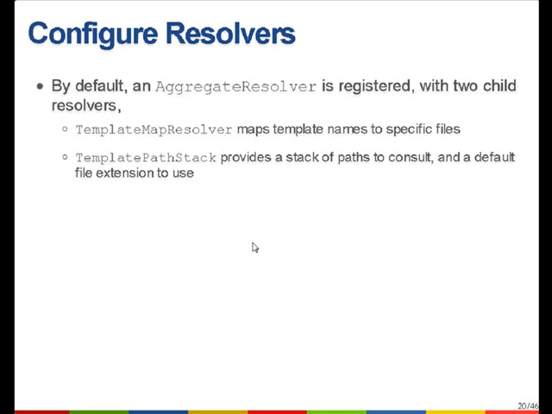The next one is the template path stack, which operates the way that those of you familiar with Zend View and Zend Framework 1 are going to be very familiar with. You basically provide a stack of paths to consult, and it has the default file extension associated with it, .html. And it goes through and it tries to find it. So it's very, very easy.